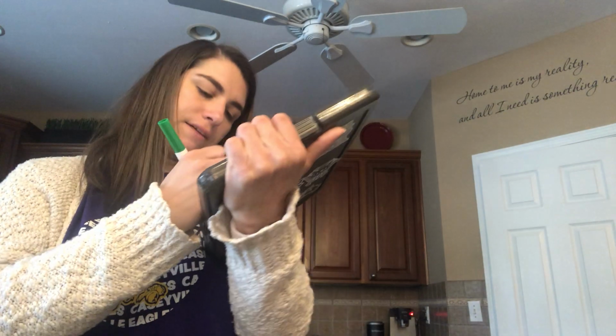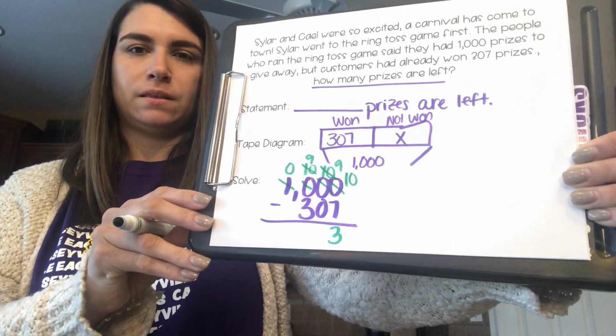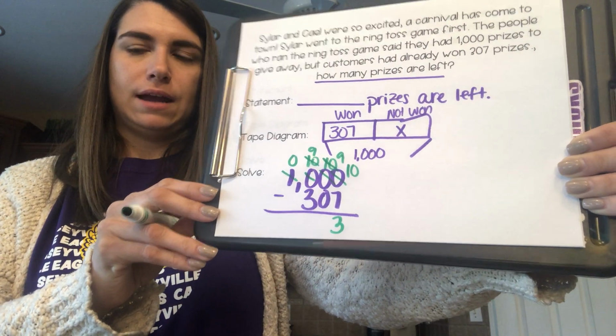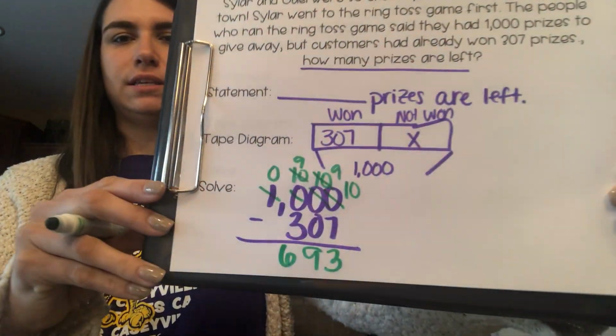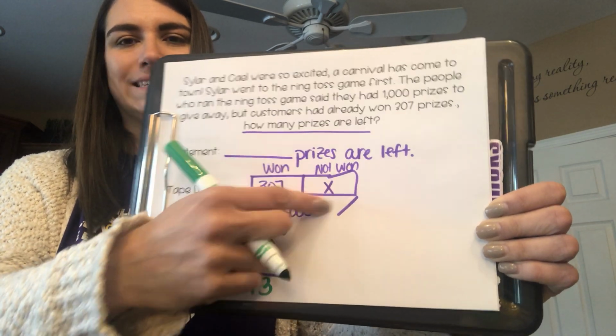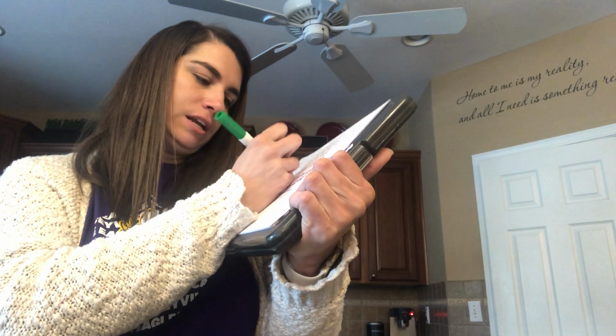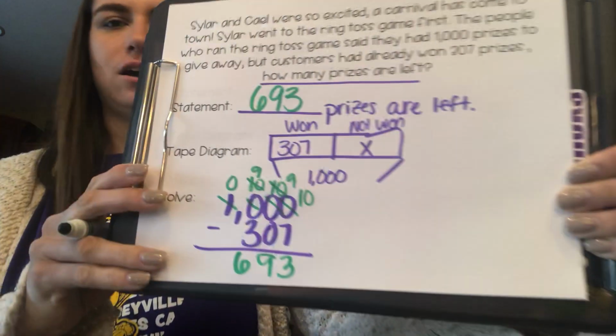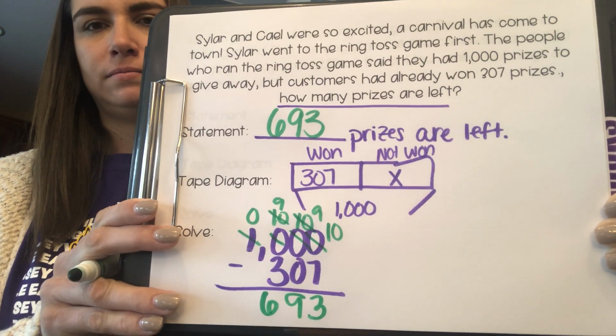So 10 minus 7 is 3. 9 minus 0 is 9. 9 minus 3 is 6. 693. So that's the answer that would go here, the not 1, or what's left. So that's what's gonna go on this line. 693 prizes are left. All right.